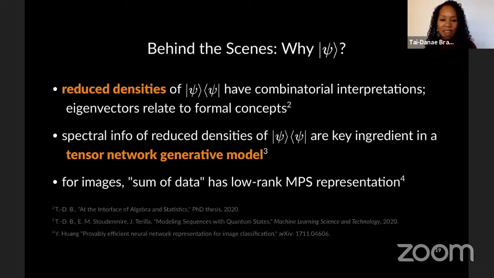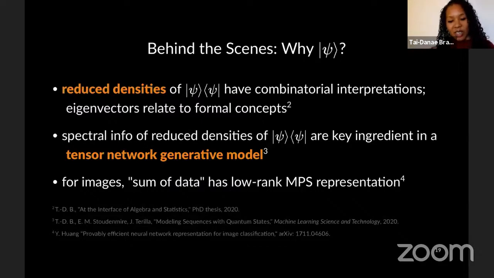I just want to quickly say, behind the scenes, all of this rested on our choice of unit vector psi, the sum of everything weighted by probabilities. And you might ask why. So let me just say, in certain cases, the reduced densities of this pure state have nice combinatorial probabilistic interpretations. We just heard a nice talk about formal concept analysis by Sean. Turns out the eigenvectors of these reduced densities are closely related. In a more applied setting, you can look at eigenvectors and eigenvalues of this state. They turn out to be a key ingredient in a tensor network generative model. I'm referring now to joint work with Miles Stoudenmire and John Terilla.